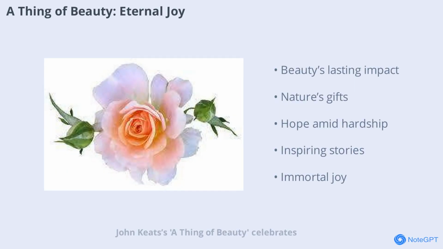John Keats's A Thing of Beauty celebrates the everlasting power of beauty in our lives. According to Keats, beautiful things, whether found in nature or in inspiring stories, bring us endless joy and comfort. The poem lists the sun, moon, trees, flowers, and streams as sources of happiness and peace. Even in a world filled with gloom and hardship, beauty acts as a soothing balm, lifting our spirits and giving us reasons to cherish life.